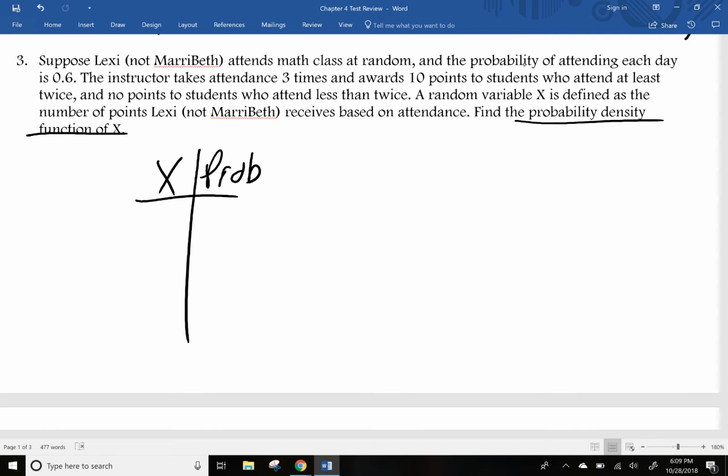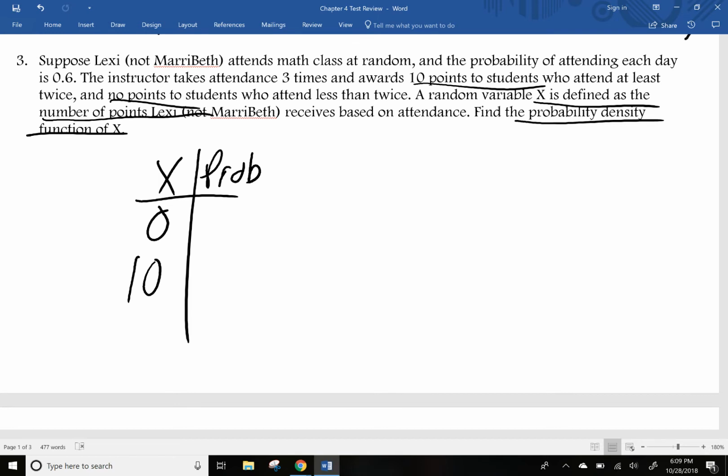Now, random variable x is defined as the number of points that Lexi receives. Lexi only has 2 possibilities. She can either receive 10 points if she attends class at least twice, or no points if she attends class less than twice. So it's either going to be 0 points or 10 points for Lexi. There's no 5-point option. There's no 20-point option. She's going to get 10 or she's going to get none. So those are our random variables. The hard part is the probability, of course.